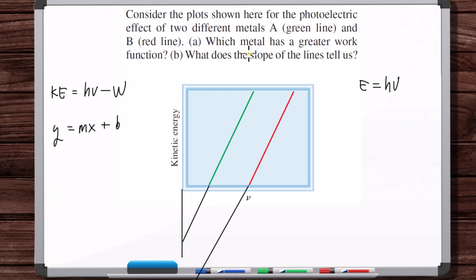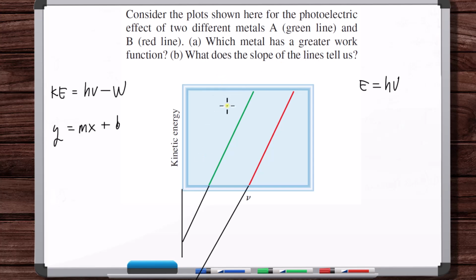So the question is, which metal has the greater work function? Well, the greater in magnitude would be the red line metal. It's going to take a higher energy radiation, a higher frequency, right? Planck's constant, that's a constant. So it's going to take a higher energy radiation to knock the electrons loose in this metal here. But if they just mean greater in terms of not magnitude, then I guess the green metal.